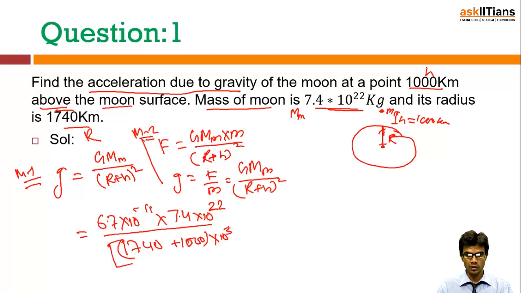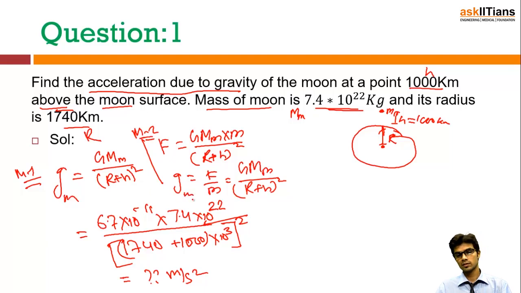Now this we have to square, so this is the square. Calculate this value, this will give meter per second square. This is the acceleration due to gravity of the moon. Just find it, calculate it. Now next question.